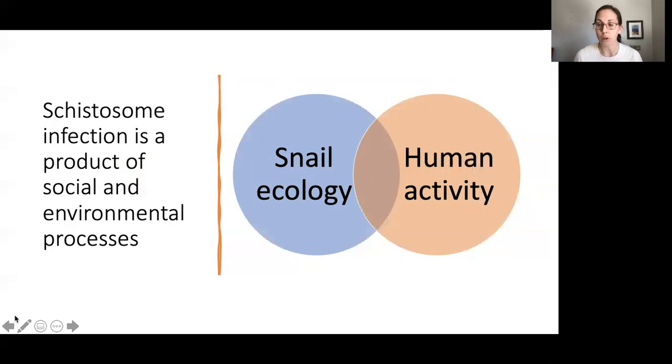These results can inform what social and environmental interventions will be the most useful complements to mass drug administration programs in endemic areas.